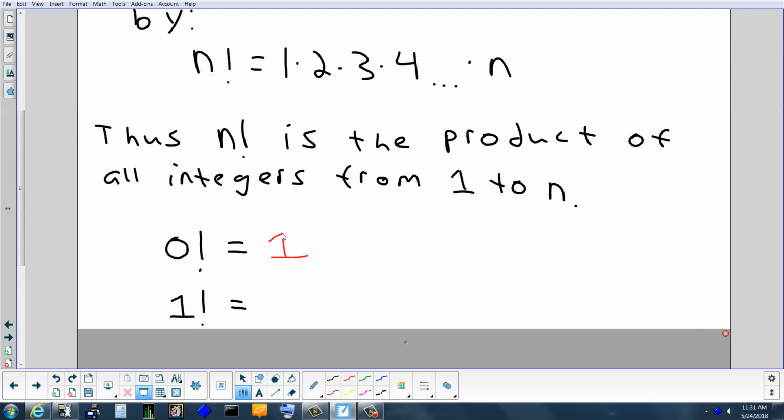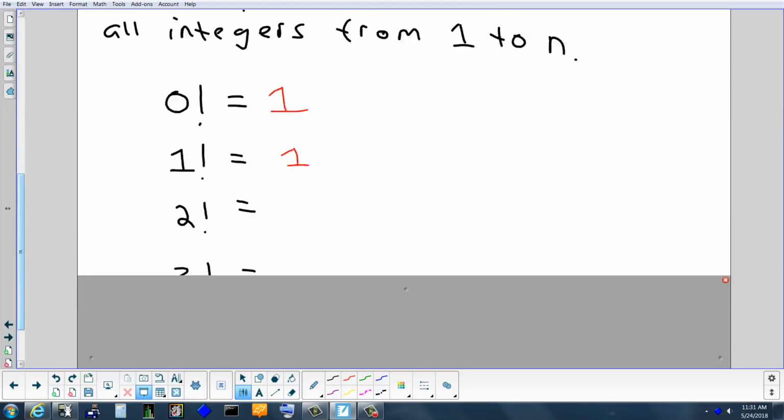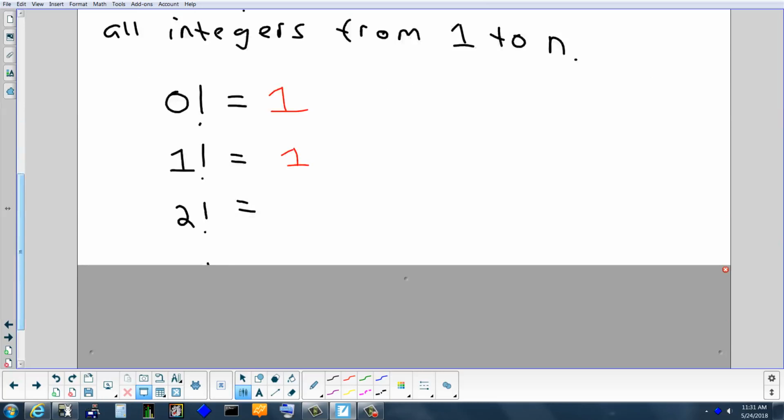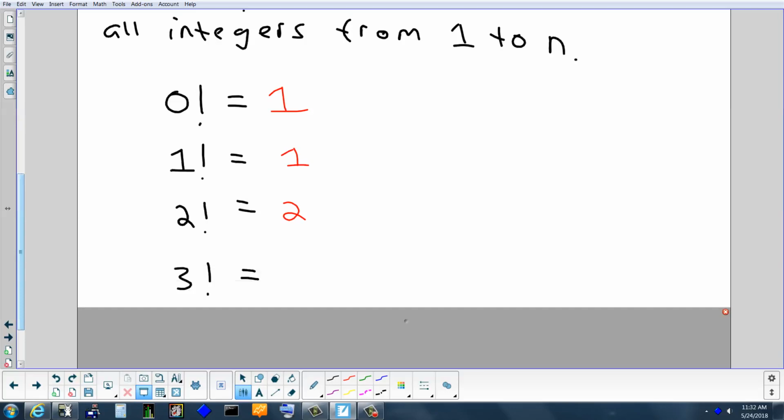The next one's a little weird, but not as weird as the first one. Multiply every number from 1 up to 1. That's like you're just multiplying 1. You just have a 1. That's all you have. And then from here, the definition makes sense. Multiply every number from 1 up to 2. What would that be? Yeah, 2. Just 2. How about 3 factorial? Devin? 6. Yeah, 6. So what's happening is it's getting big.